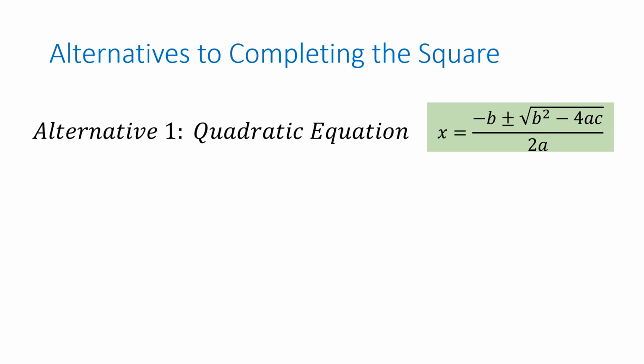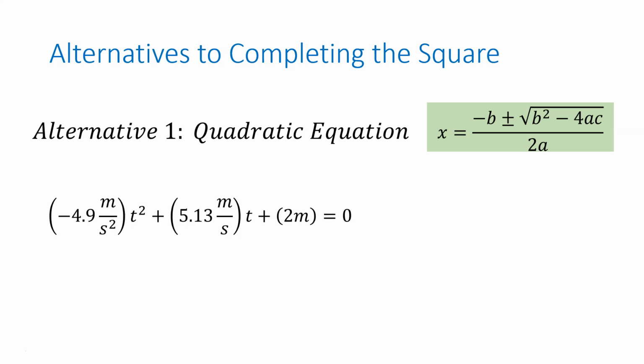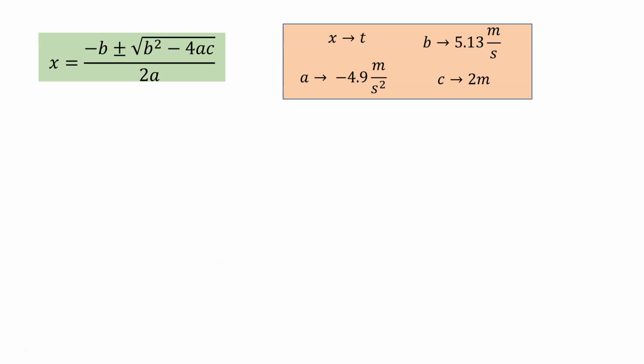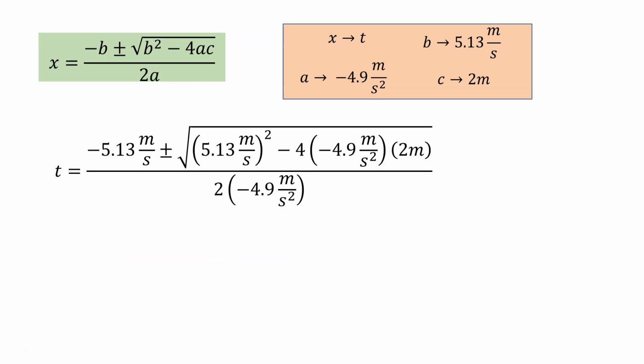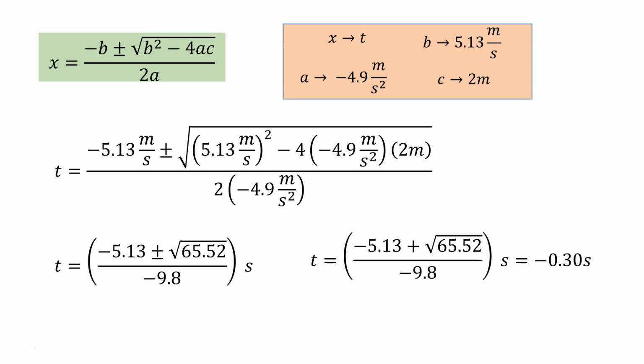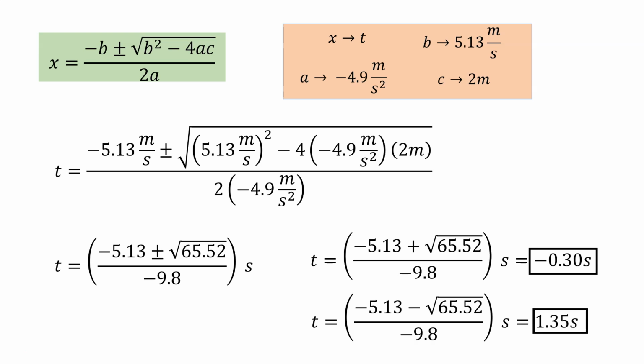In my experience, most students prefer to use the quadratic equation x equals negative b plus or minus the square root of b squared minus 4ac, all over 2a. If we compare our equation with the quadratic function, we see that x is replaced with t, a with negative 4.9 meters per second squared, b with 5.13 meters per second, and c with 2 meters. We plug these values into the quadratic equation, evaluate the terms, and the solutions are t equals negative 0.30 seconds and t equals 1.35 seconds, which are the same results we got by completing the square.